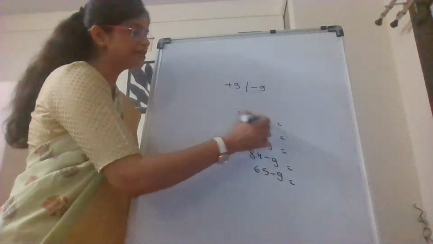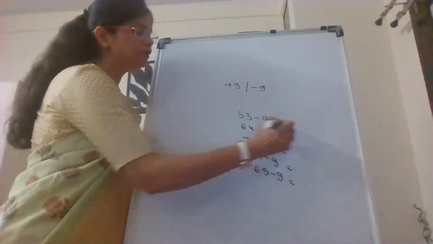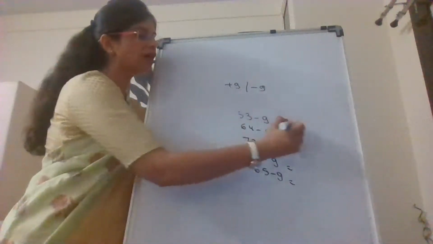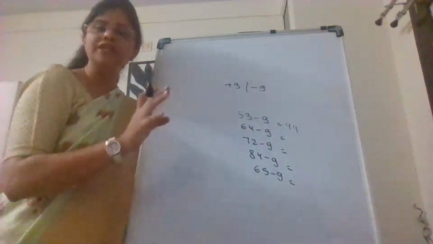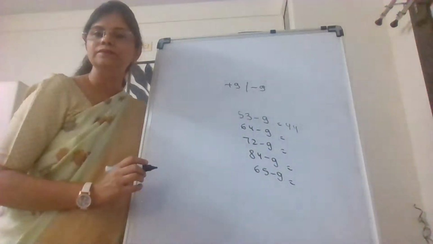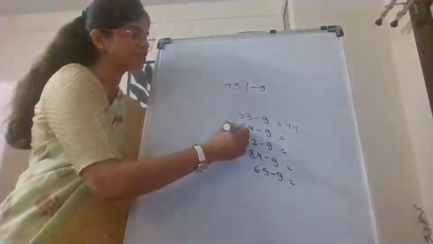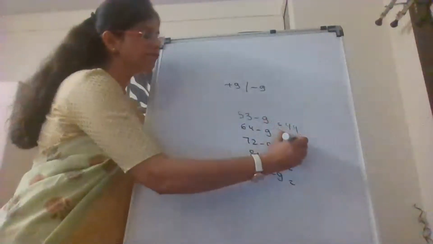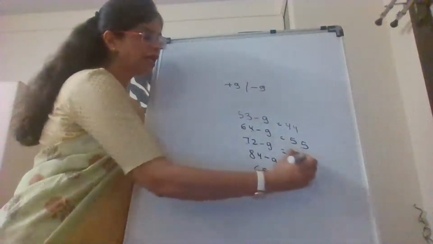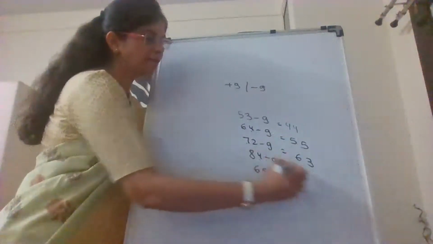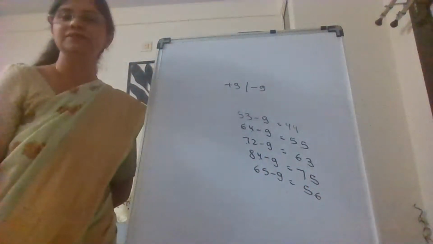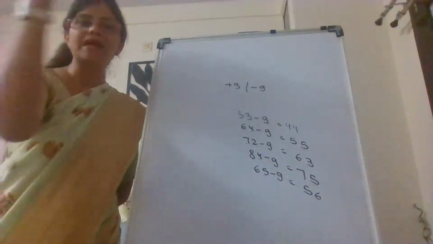So 53 minus 9: 5 will become 4. This time we are doing subtraction, so first the number becomes smaller, after that it becomes bigger, that is 4. The only difference is that first we were adding the number, now we are subtracting the number. Okay. Now this is 64 minus 9, so 6 will become 5 and this 4 will become 5. Small brother, big brother, small brother, big brother. So simple to learn. Small brother and big brother.